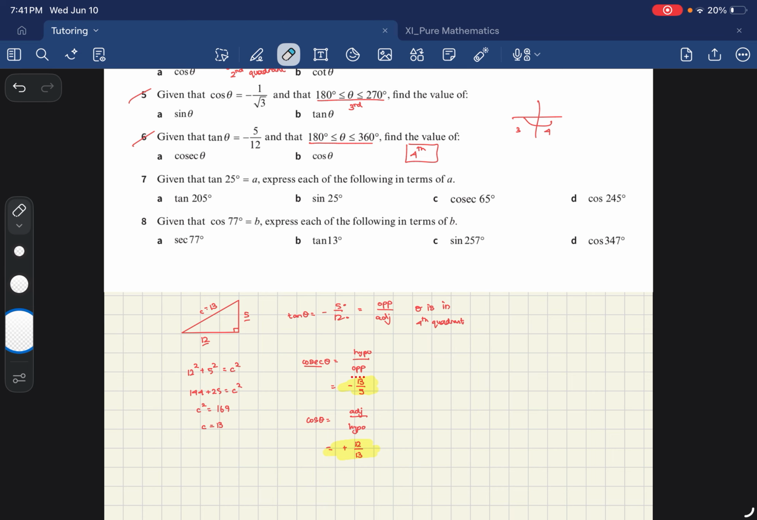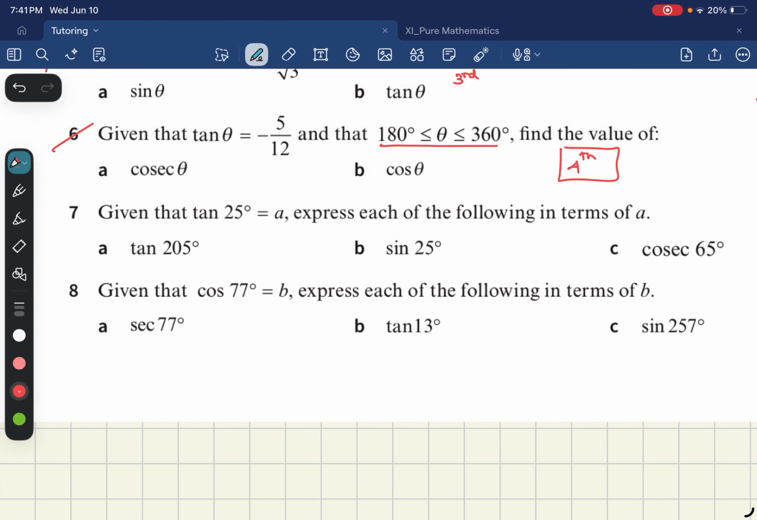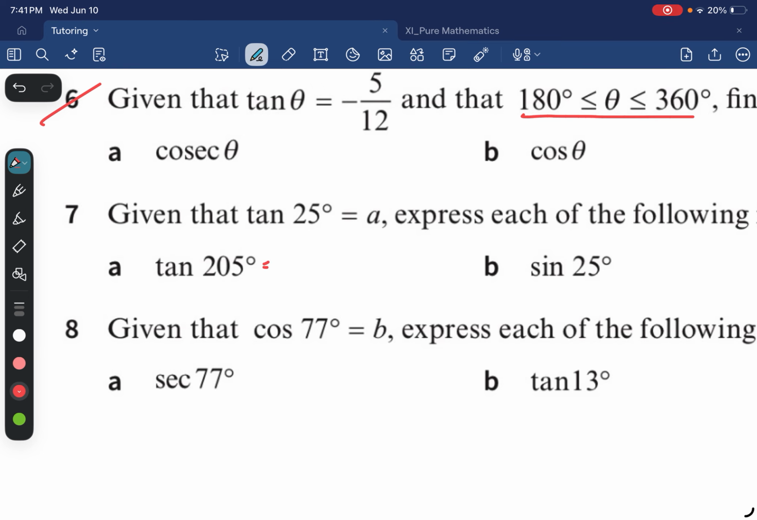Okay, so now we're going to do questions 7 and 8. It says, given tan 25 is equal to A, express each of the following in terms of A. Tan 205, we can write as tan of 180 degrees plus 25 degrees. So this is just tan 25 degrees. But remember, this is in the third quadrant, and in the third quadrant, tan is positive. So positive tan 25, which is just A. So 7A is just A.